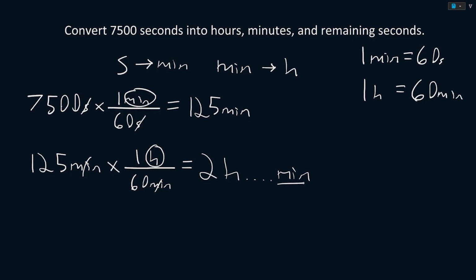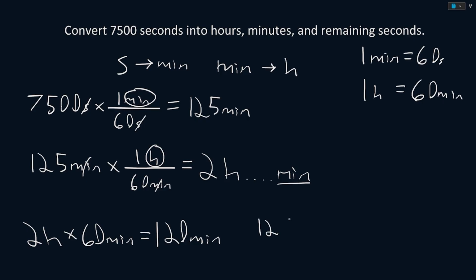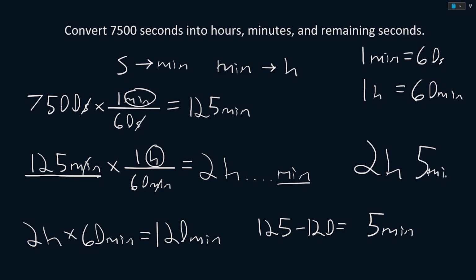To find the remainder of minutes, we need to multiply the 2 hours by 60 minutes, which gives us 120 minutes. Then subtract 120 minutes from our total minutes of 125 minutes to find the remainder of 5 minutes. This gives us the final solution of in 7,500 seconds, there is 2 hours and 5 minutes.